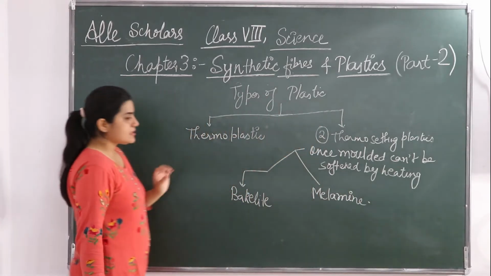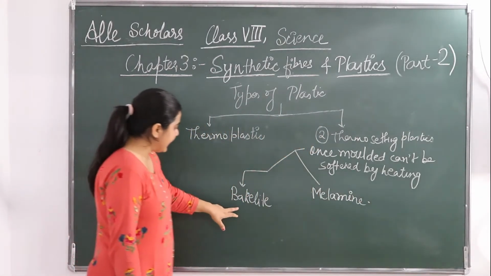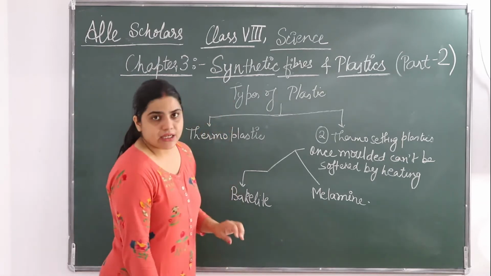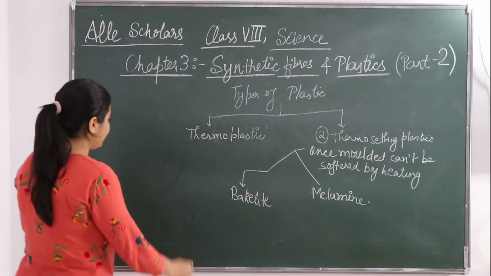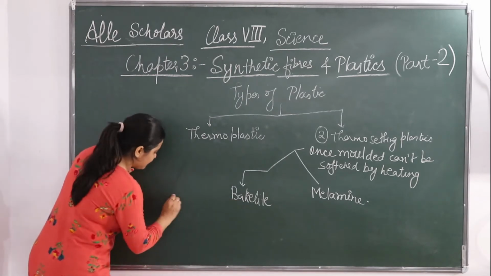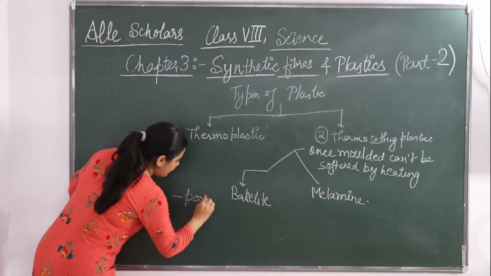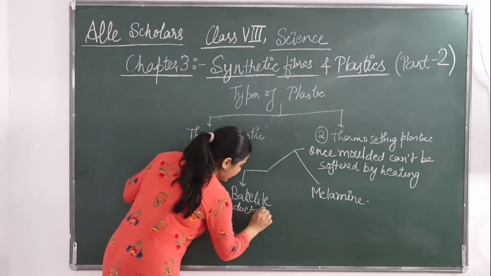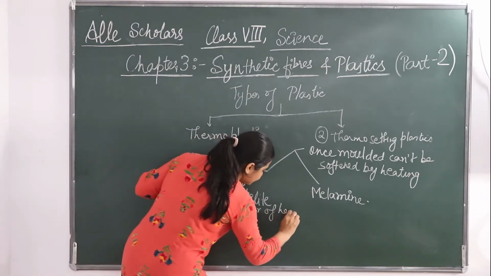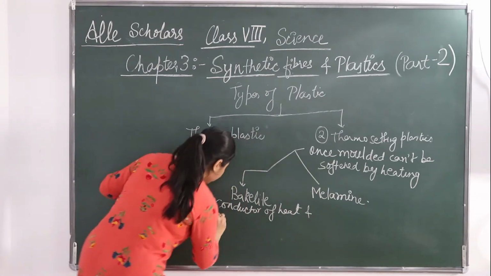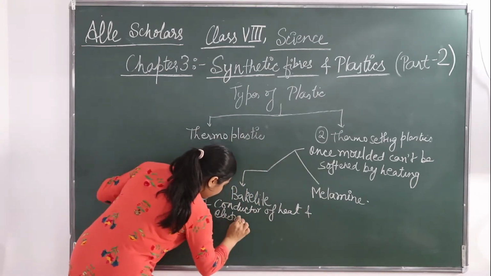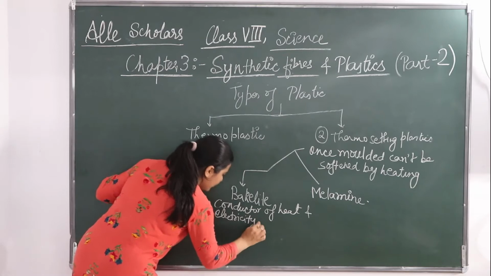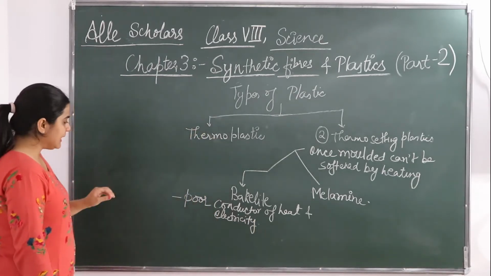Okay, so first let's see what is a bakelite plastic. It's a poor conductor of heat and electricity. This type of plastic is a poor conductor of heat and electricity.